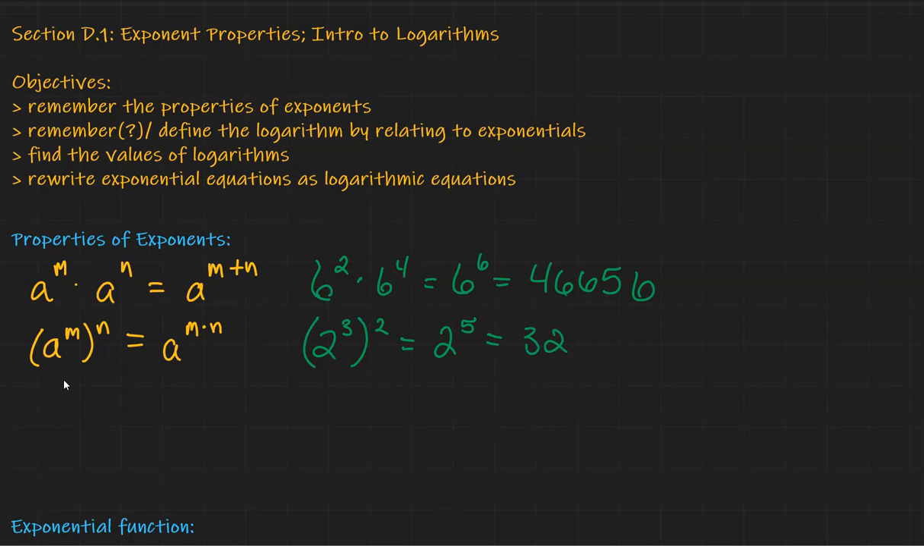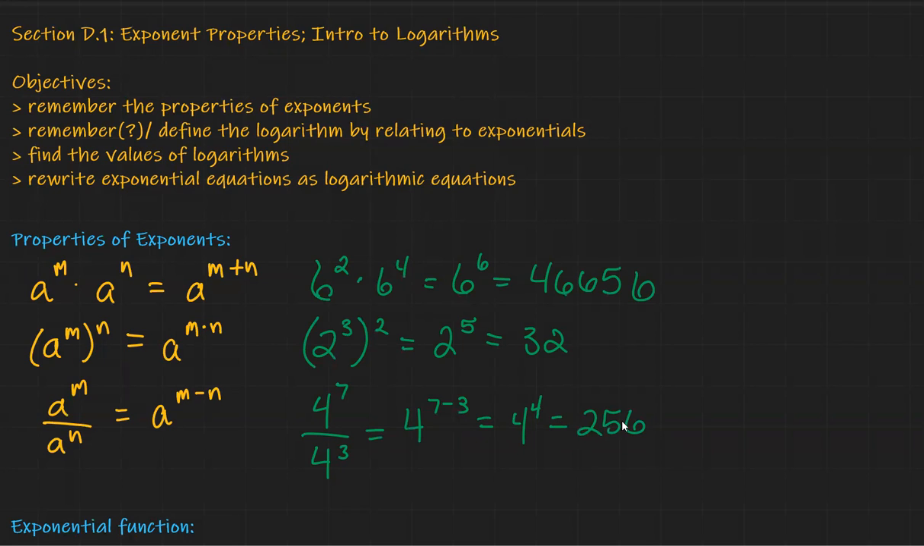I also have a division property. So if I divide two of the same bases with different exponents, then we're going to subtract the exponents. Okay, as an example, we have 4 to the seventh power over 4 to the third power. So that's going to be 4 to the 7 minus 3, which is 4 to the fourth. Okay, and then 4 to the fourth is 256. Sorry, didn't know that one off the top of my head, and I apologize.